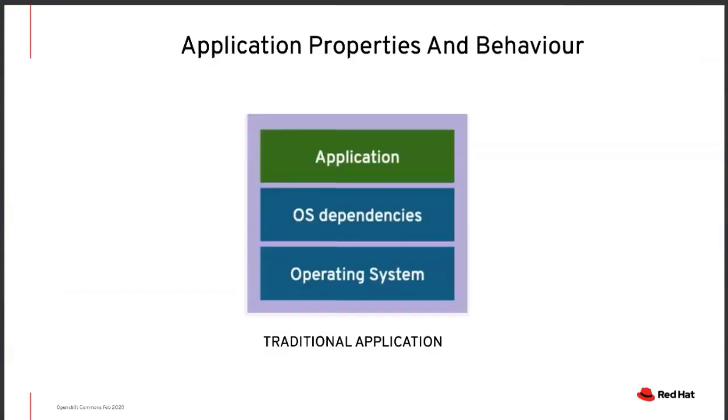Okay. So first of all, let's have a look at application properties and the behavior. As you know, back in the old school days, and I'm really talking about the 90s and the 2000s here, we had our operating system. And with that operating system, we had our operating system dependencies that were actually needed for an application to run. So you had the bare operating system dependencies on top, and then the application. That was the traditional way that we were used to run applications, whether it was on bare metal or on virtual machine. That was the way things went, actually.